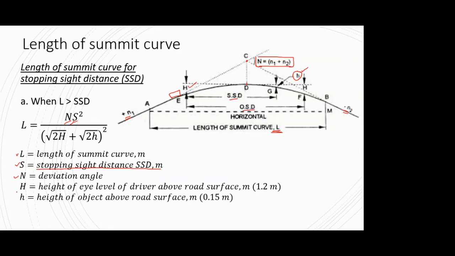Then you have a capital H, which is the height of the eye level of the driver above the road surface. So this is the car which you are driving, and if the driver is sitting on the seat, what is the height of that eye level? Generally it is taken as 1.2 meter in India for IRC considerations.